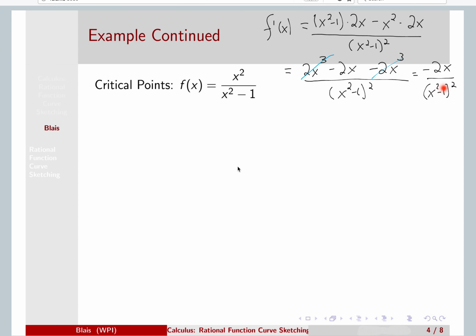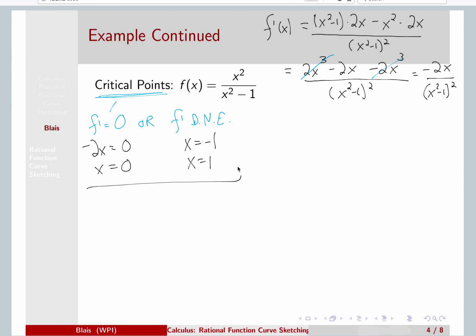This can only be 0, right? Remember critical points. F prime is 0 or F prime does not exist. And we see f prime equals 0, again, only if the numerator is 0. So that's the case where minus 2x equals 0 or x equals 0. And we see that f prime also has a problem with non-existence at 1 or minus 1, because we would get a 0 in the denominator. So f prime also does not exist at x equals minus 1 and x equals 1.